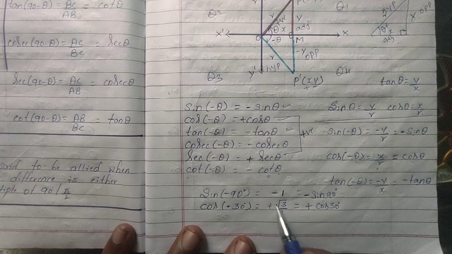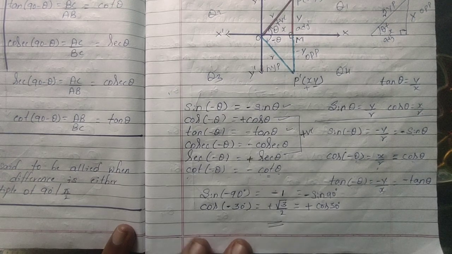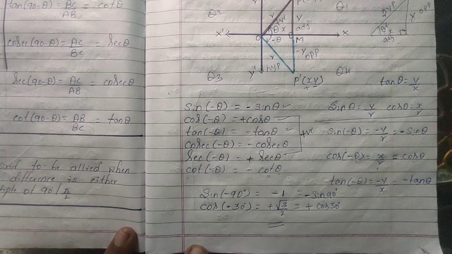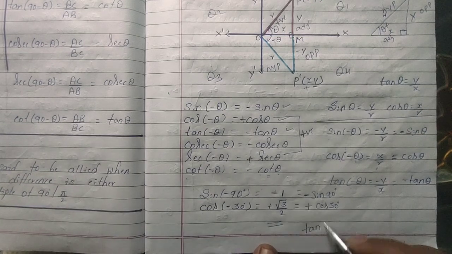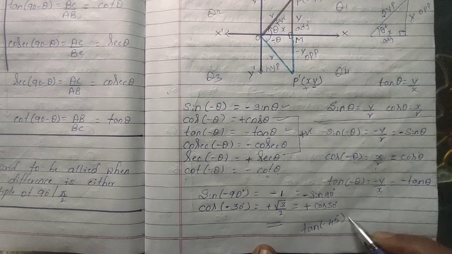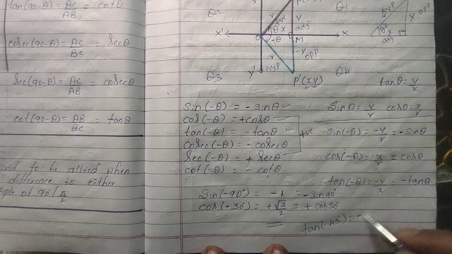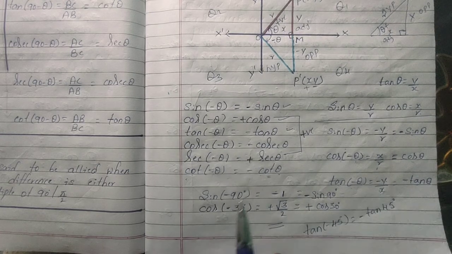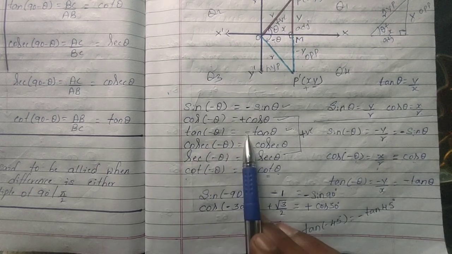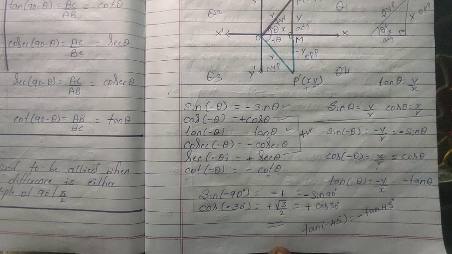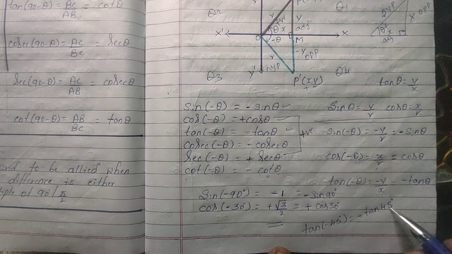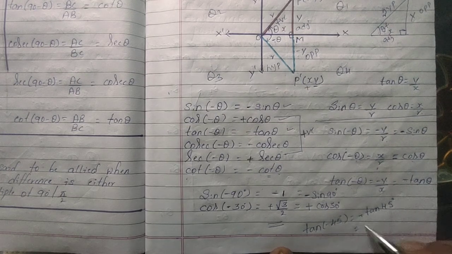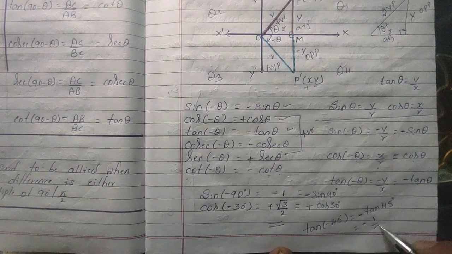Cos 30 is nothing but root 3 by 2. This is how we can do the sum. Suppose tan of minus 45 degree. This I can write as minus tan 45 degree. Why, sir? Here tan of minus theta is nothing but minus tan theta. Therefore, tan of minus 45 I can write as minus tan 45. Now minus as it is, tan 45 is nothing but 1.